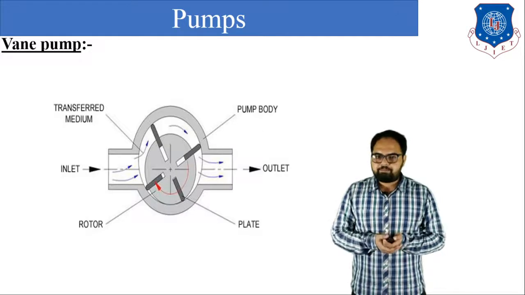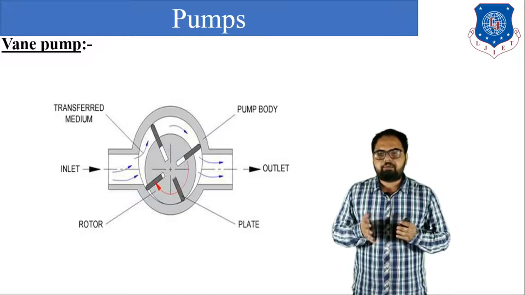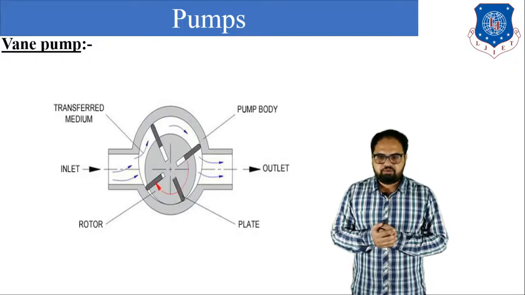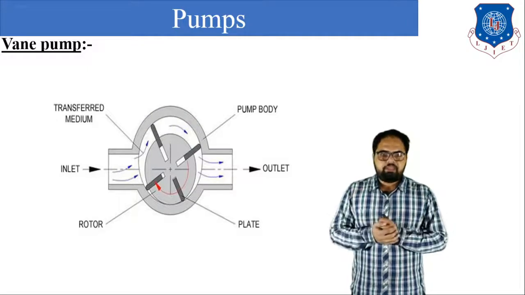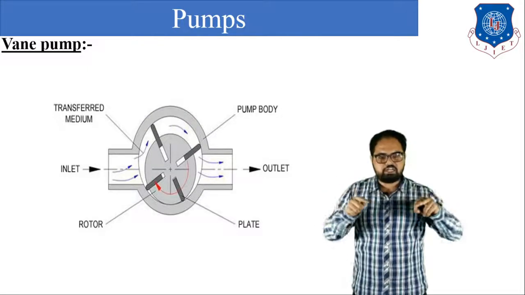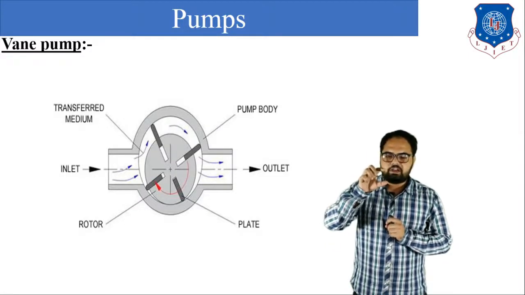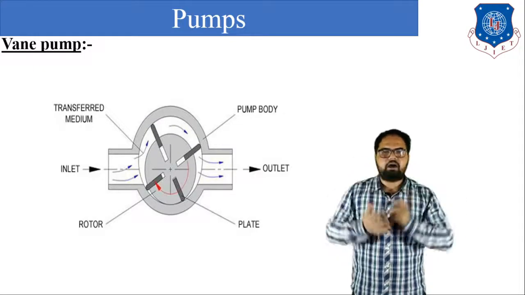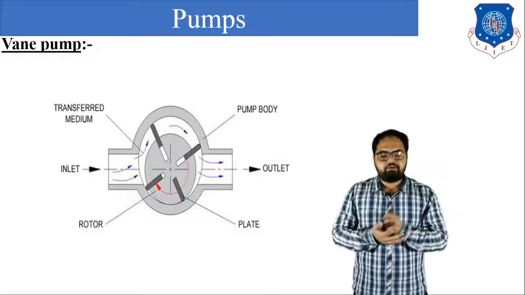The next is the Vane pump. So Vane pump and gear pump are used for pumping highly viscous fluid. This type of pump comes in the category of rotary pump. In the Vane pump, there is a stationary cylinder. Inside the stationary cylinder, one rotor is fitted. In that rotor, a number of grooves are there, and inside those grooves, a number of sliding vanes are fitted.